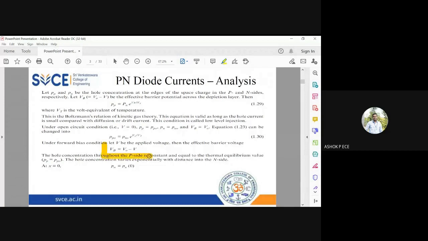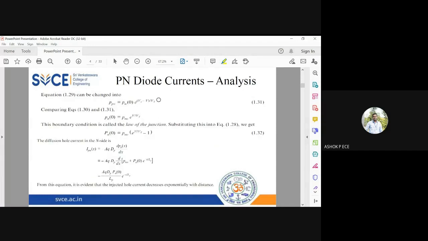The diode is going to conduct only after it crosses the barrier potential, right? Only after V naught is crossed, my diode is going to work. If you are applying 0.7 or 0.8 volt, till 0.7 my diode is not working. Only after 0.7 it works. So effectively I'm applying only 0.1 volt. That is what is given here: Vb equal to V naught minus V. The effective barrier voltage is going to be V naught minus V.